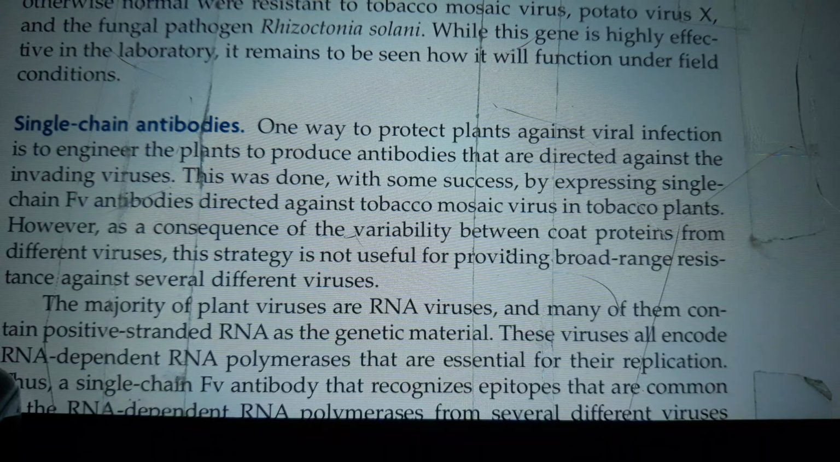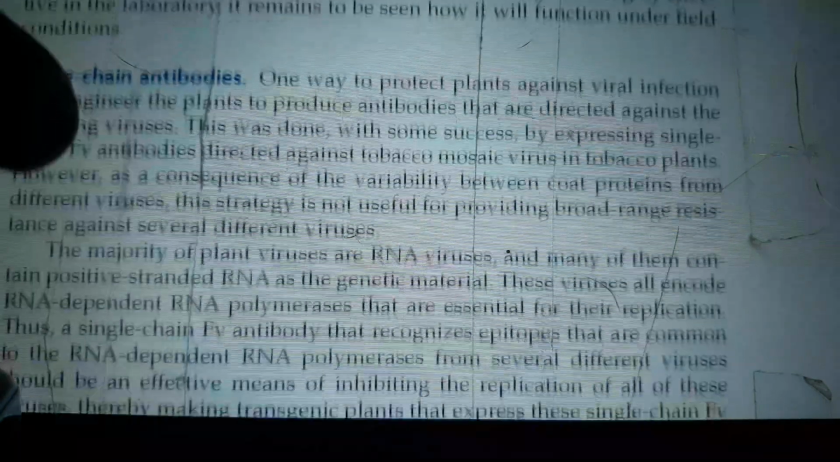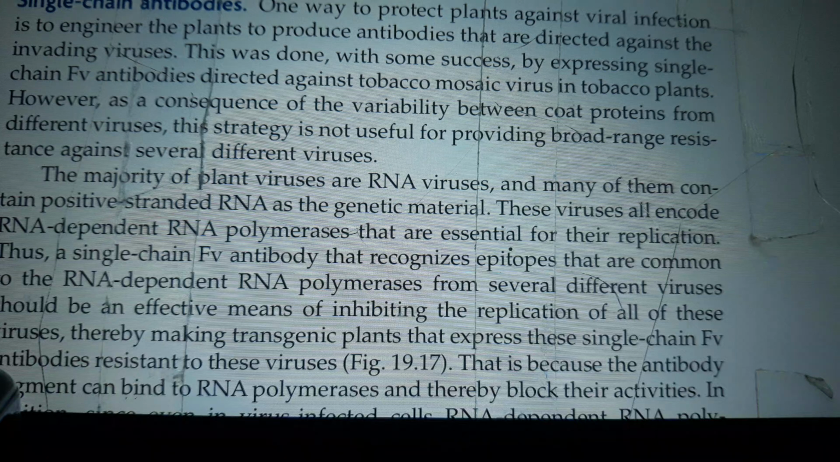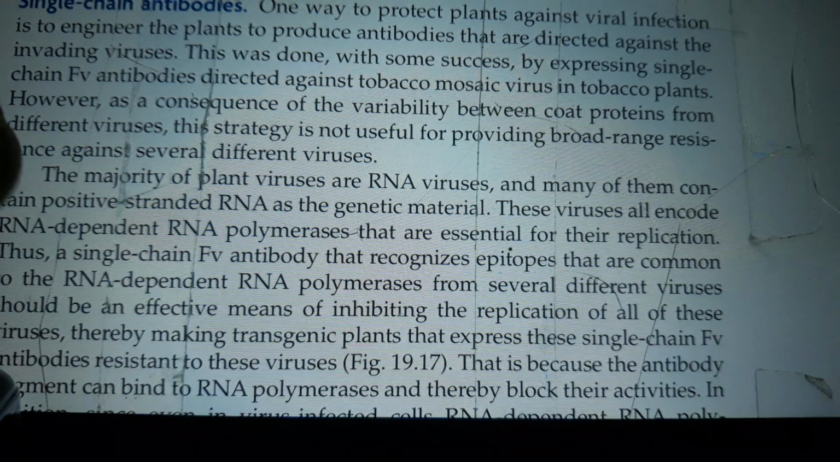One way to protect plants against viral infection is to engineer the plants to produce antibodies that are directed against the invading viruses. This was done with some success by expressing single-chain Fv antibodies against tobacco mosaic virus in tobacco plants. However, as a consequence of the variability between coat proteins from different viruses, the strategy is not useful for providing broad-range resistance against several different viruses.